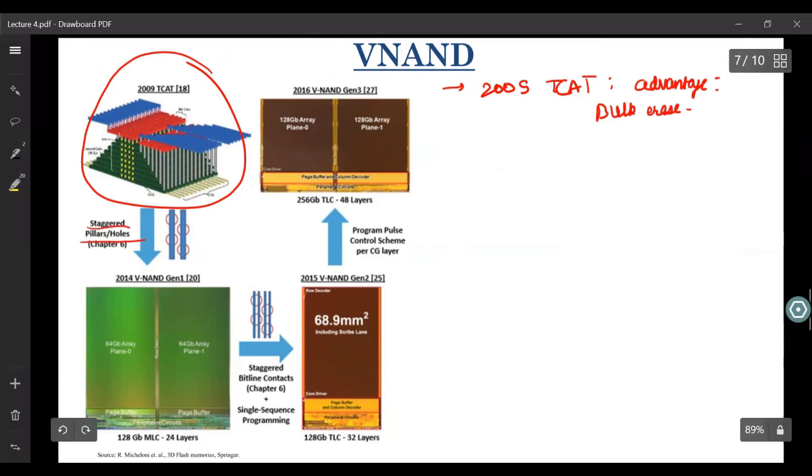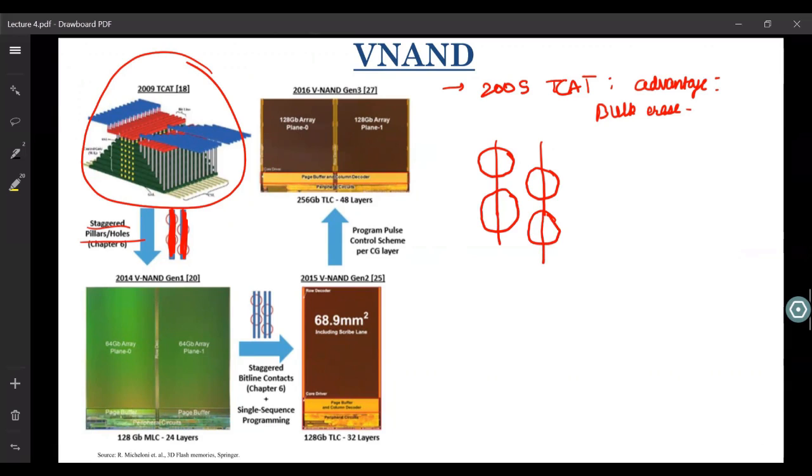So this is your bit line. This is your second bit line, which is adjacent to it. And in between those bit lines, they arranged their holes or cells like this in a staggered fashion, so as to use all the area which is available, or to increase the area efficiency.